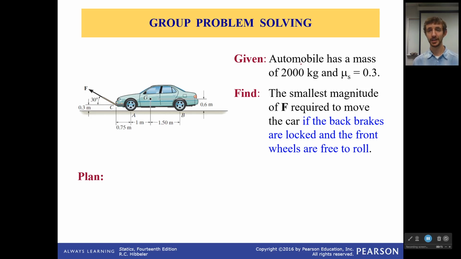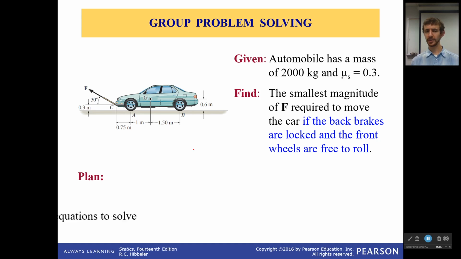Well, this automobile has a mass of 2,000 kilograms and has a coefficient of friction of 0.3. I'm going to find the smallest force F to cause this car to move if the front wheels can roll and the back wheels are locked. Okay. A lot going on there. You're like, ooh, front wheels, back wheels, that's interesting. Yes, that'll make things a bit harder.